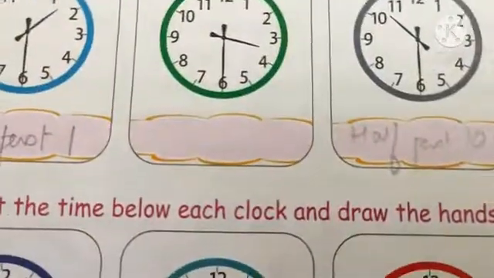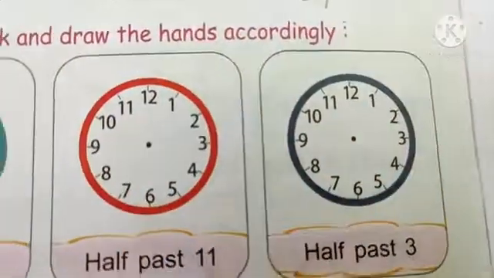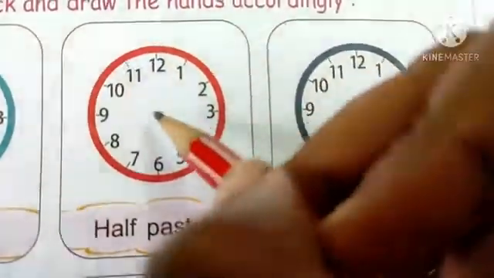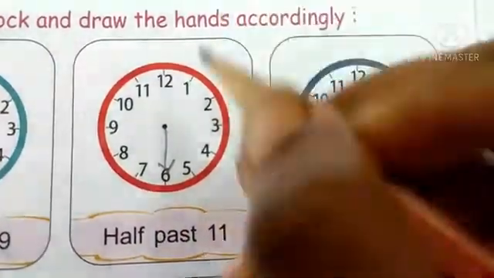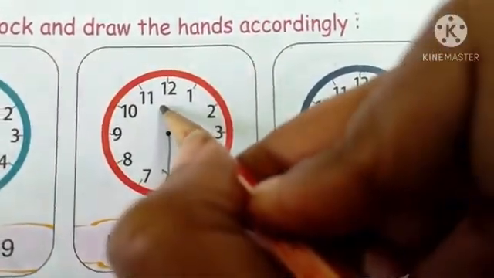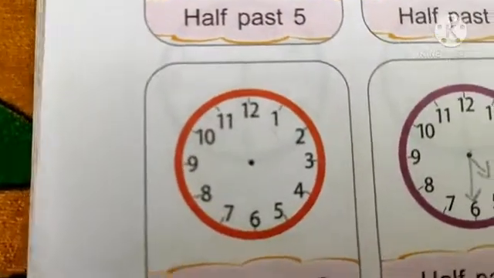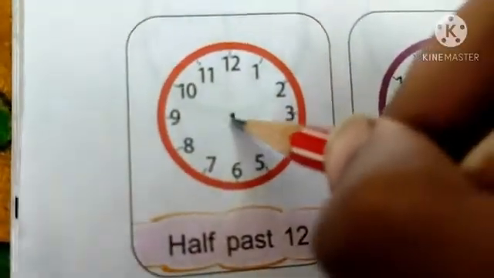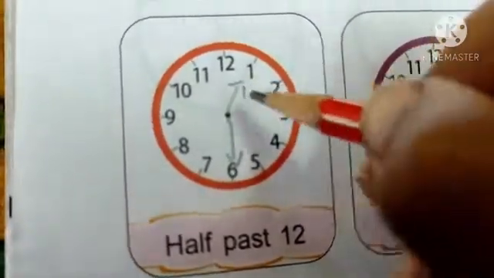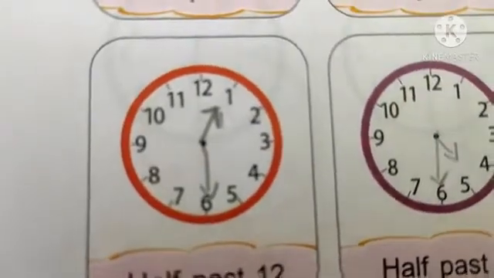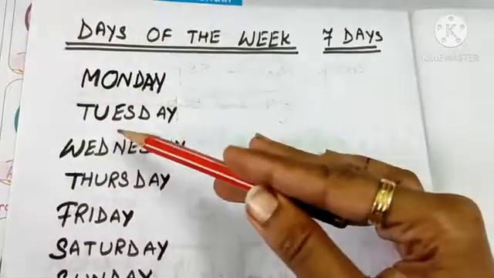Now look at the time below each clock and draw the hands accordingly. Half past 11. So the minute hand is pointing to 6 and the hour hand is between 11 and 12. Half past 12. The minute hand pointing to 6 and the hour hand between 12 and 1.